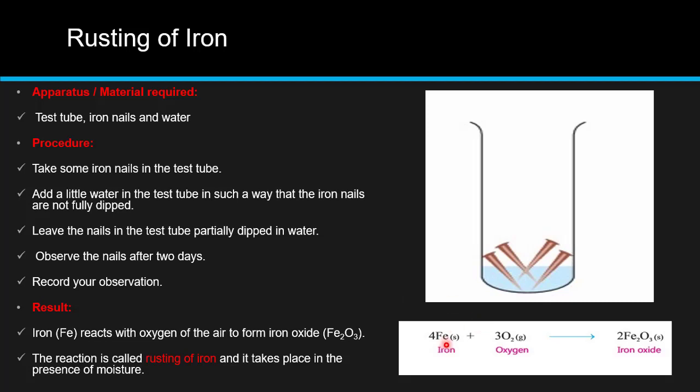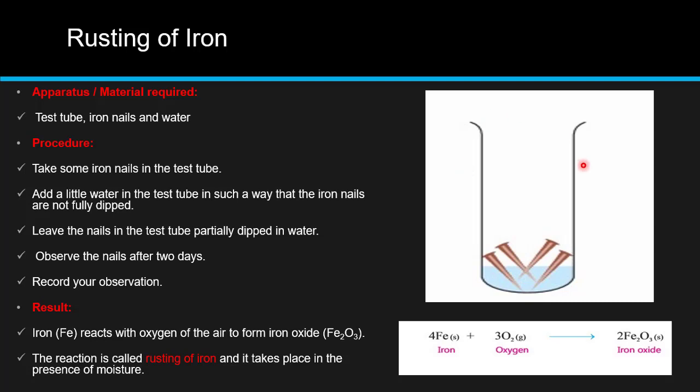We have two reactants here: iron, these iron nails, and oxygen, which is present in the air around this test tube. So the iron will react with the oxygen of the air to form a product which is iron oxide. This reaction is called rusting of iron, and it takes place in the presence of moisture because we have dipped the iron nails in the water.